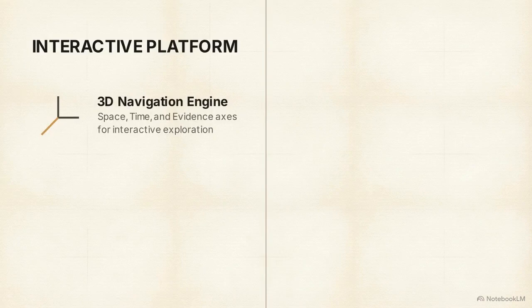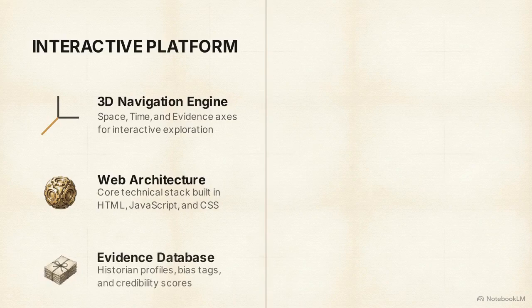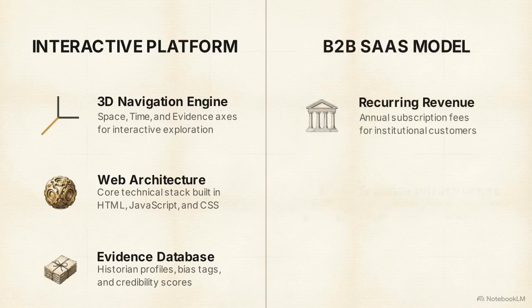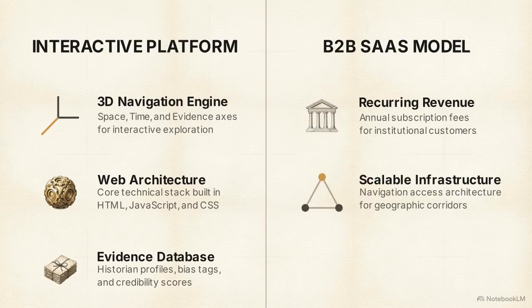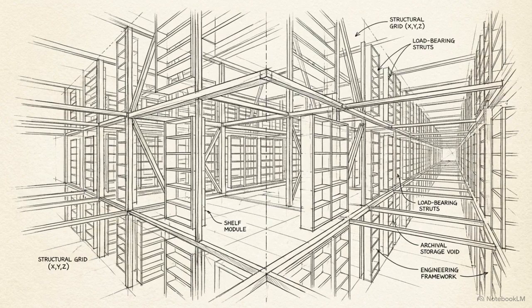To understand how this intervention scales, we have to split the platform into two distinct entities. On the left is EchoTrace the product. This is an interactive three-dimensional interface built in HTML, JavaScript, and CSS, designed directly for students to navigate historian profiles and historical environments. On the right is EchoTrace the startup. This is a B2B SaaS infrastructure company targeting institutional procurement cycles with annual contracts yielding a lifetime value of $35,000 through geographic expansion licenses.